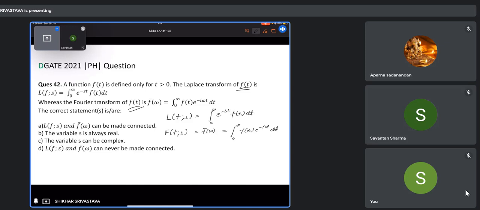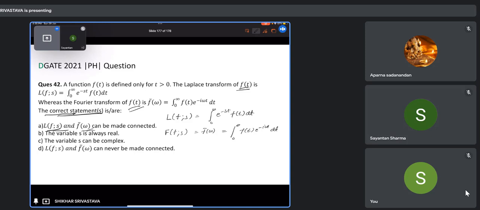Now there are four options, and they have asked which one or ones are correct. Whenever in the question they give the statement with (S), that means there can be more than one correct option. So the first option is that both Laplace and Fourier transform can be made connected.